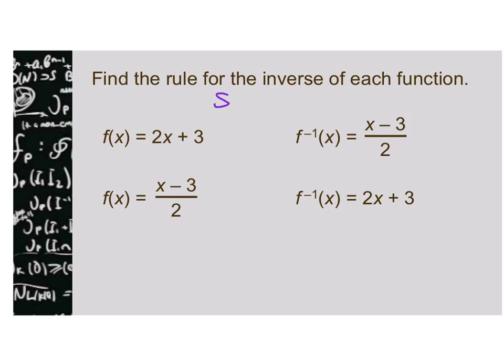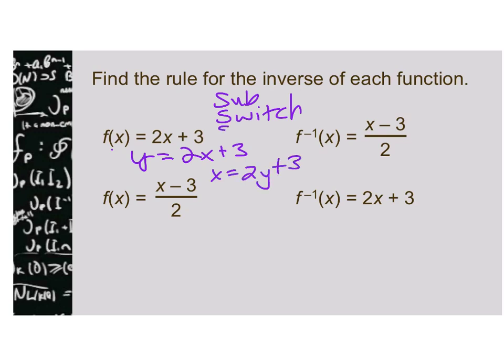So it was S for substitute, which means we change the f of x to y. We switch x and y, so now we have x equals 2y plus 3, and we solve for y. So I subtract the 3, divide by the 2, so x minus 3 over 2 is y.